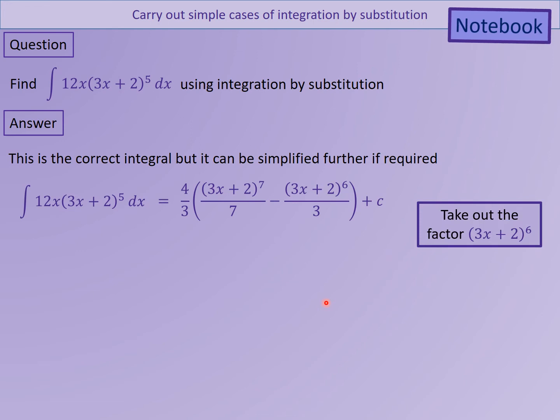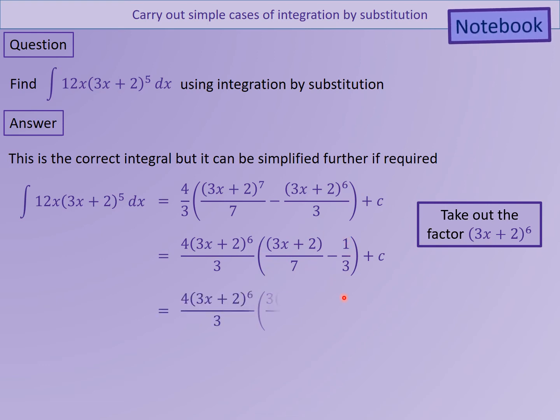What I'll do is neaten it up, taking out the factor of 3x plus 2 to the power 6. Again, check you're happy with that. 3x plus 2 to the power 6 times 3x plus 2 is 3x plus 2 to the power 7. 3x plus 2 to the power 6 times 1 is 3x plus 2 to the power 6. So that's where that part comes from. I can put these together over 21: 3 lots of that minus 7 lots of that, all over 21.